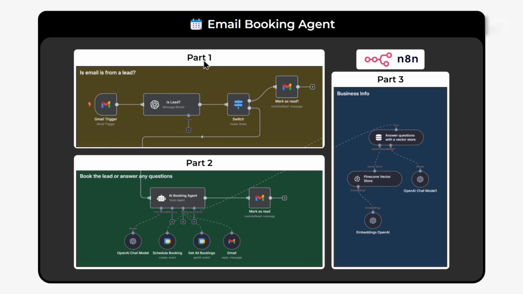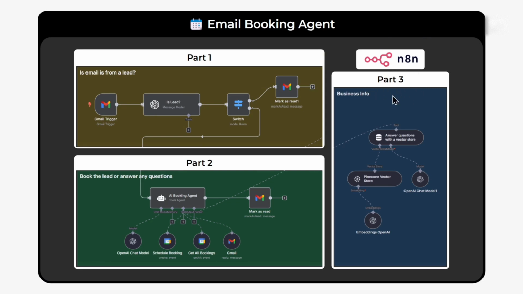So it consists of 3 main components. Part 1 is going to check if the email is from a lead. If it is, it will move on to part 2. And part 2 is the actual AI booking agent. It will either persuade the lead to book a call or just reply to any questions they may have. So it's going to nurture the lead for you. And it does this using the context and knowledge we upload to the business info in part 3.